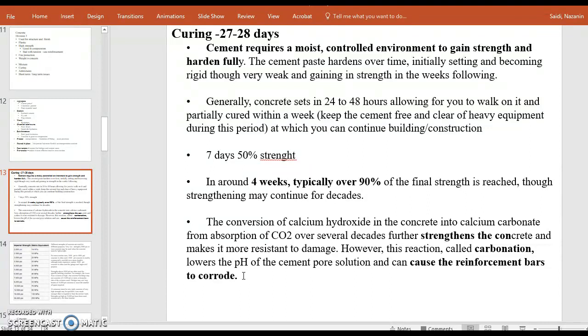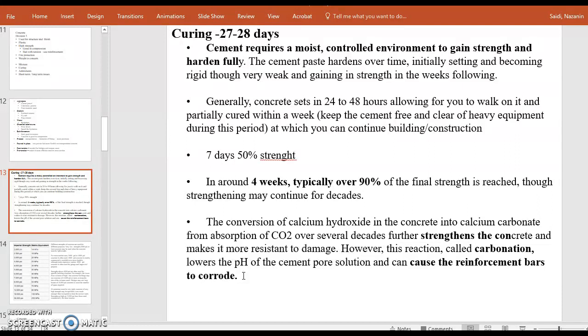However, it's very important to understand some of the basics. Cement requires a moist, controlled environment to gain strength and harden fully. The cement paste hardens over time, initially setting and becoming rigid, and later on gradually in the following weeks it gains its full strength. Generally, within the first day or two, 24 hours to 48 hours, it gains enough strength so you can walk on top of it.